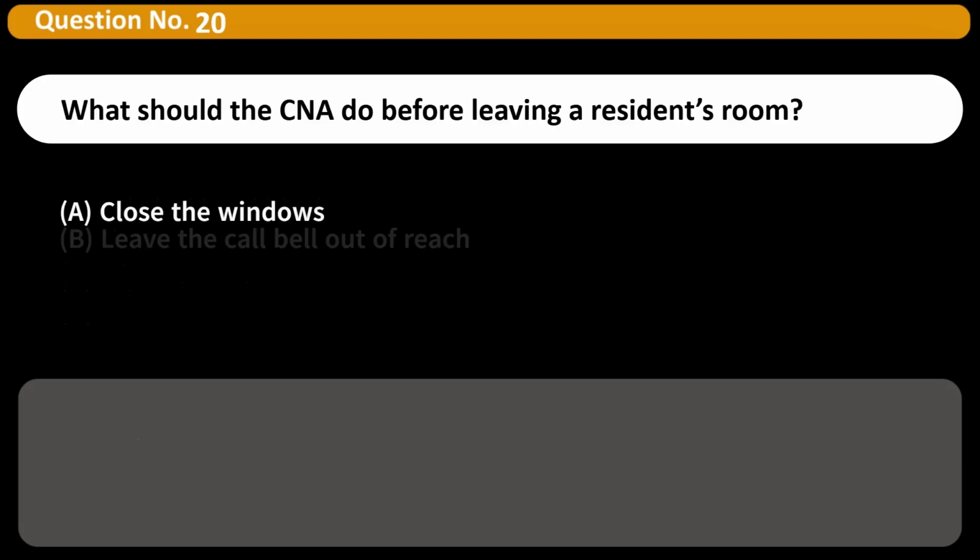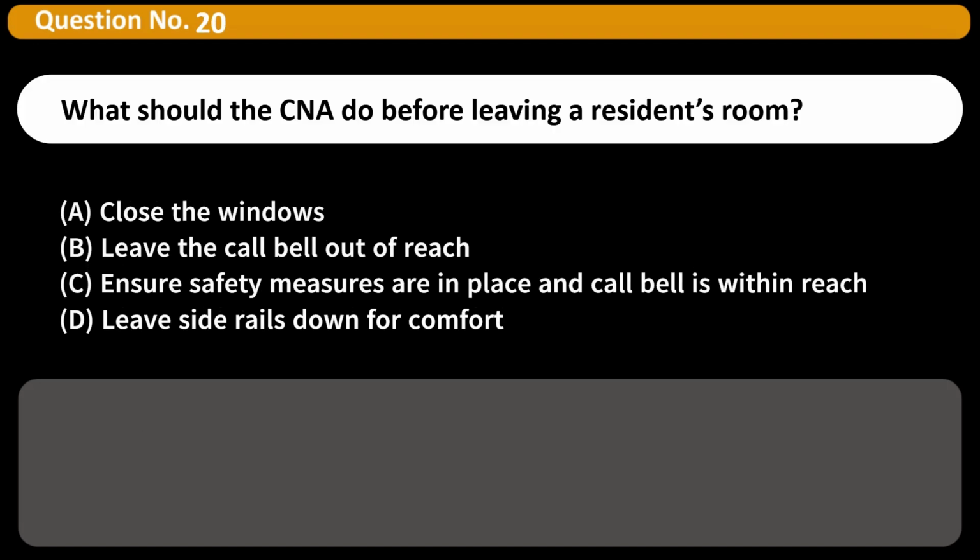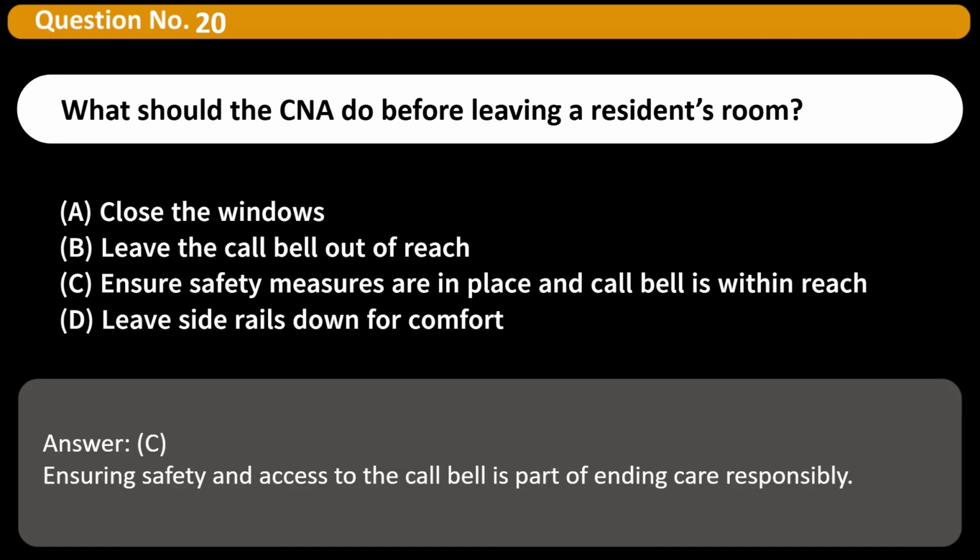What should the CNA do before leaving a resident's room? A. Close the windows. B. Leave the call bell out of reach. C. Ensure safety measures are in place and call bell is within reach. D. Leave side rails down for comfort. Answer: C. Ensuring safety and access to the call bell is part of ending care responsibly.